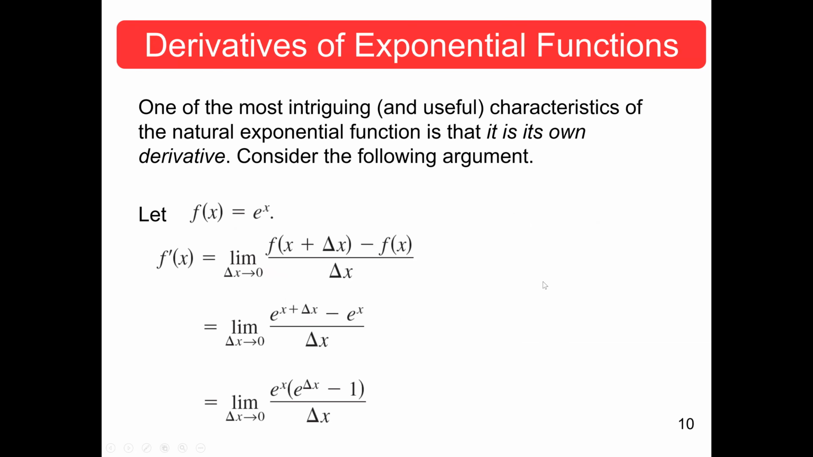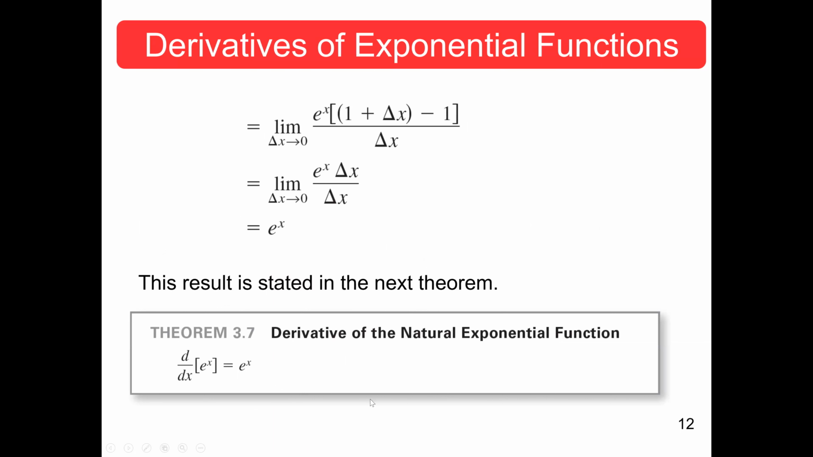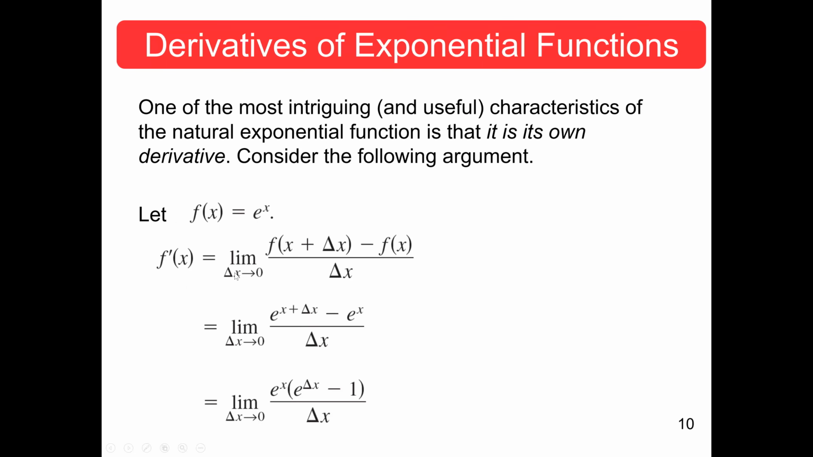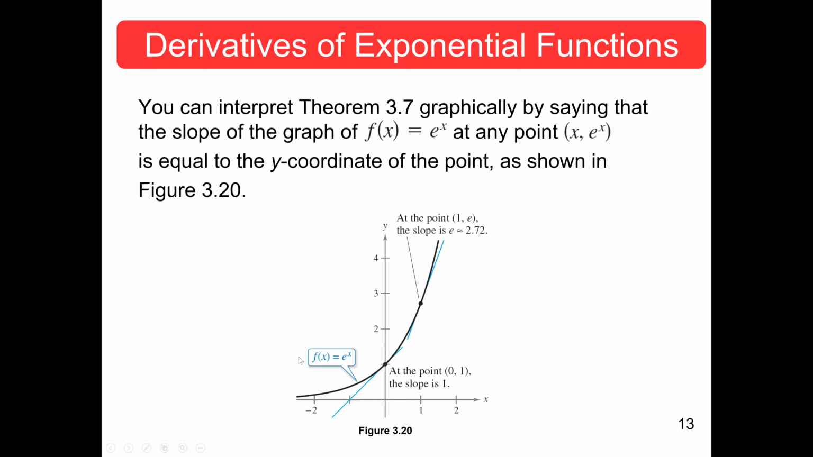Next is the derivative of exponential functions. Now we also have a special rule here, which says that the derivative of a natural exponential function is the same value. We can prove it by using the limit rule. So again, if f of x equals e to the power x, the derivative of e to the power x is e to the power x, which is here.